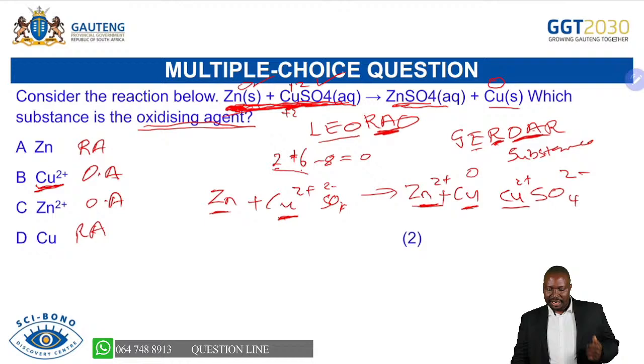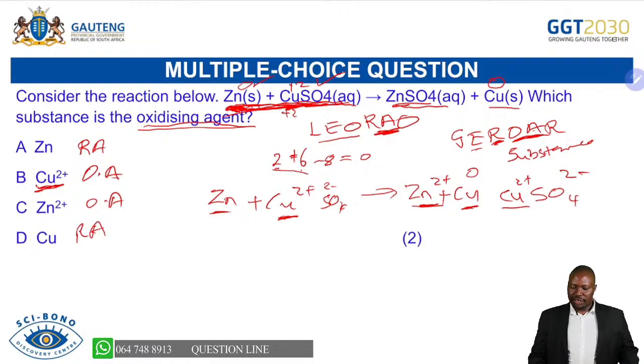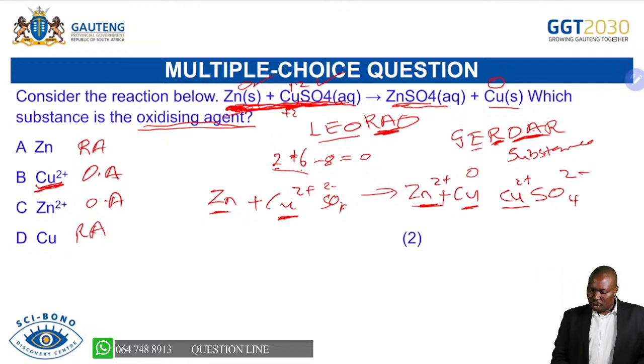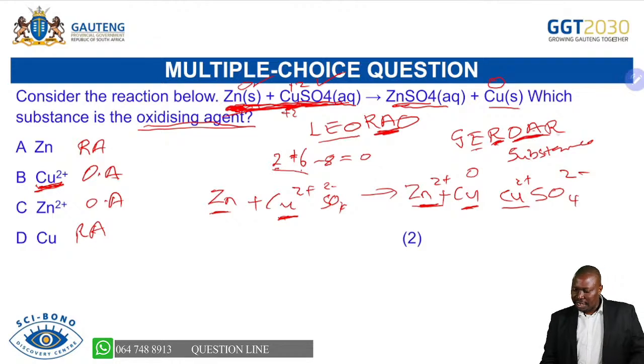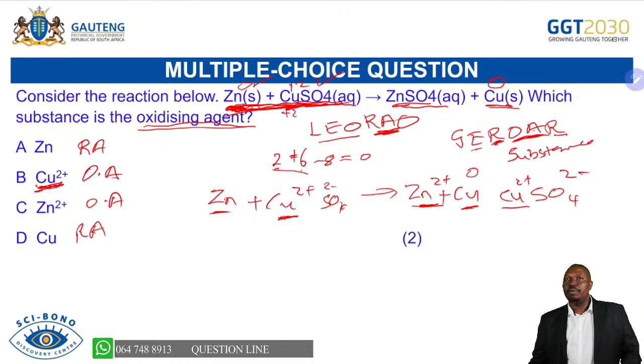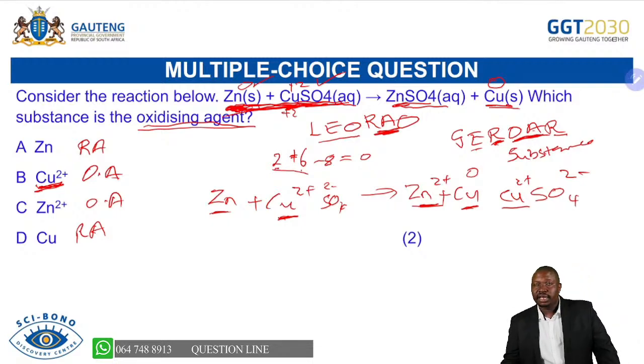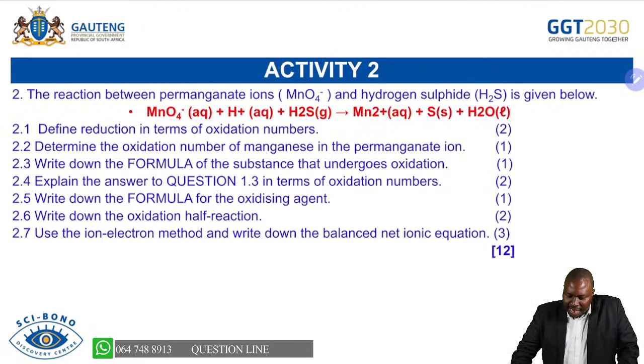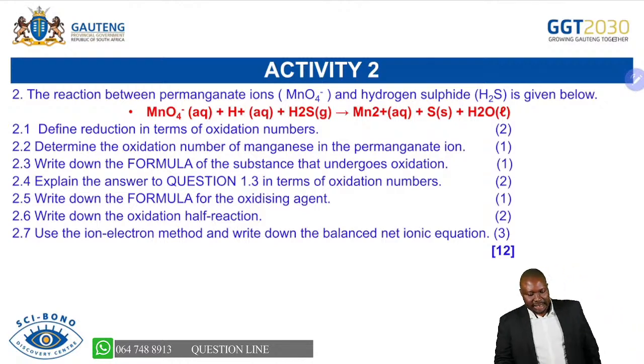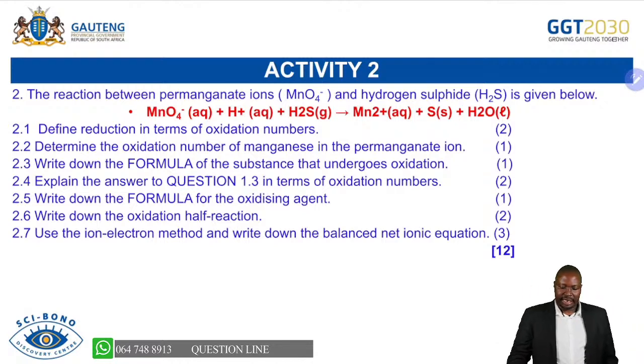So you're able now to identify that the substance which is the oxidizing agent is copper 2 plus, because the oxidizing agent, we said, must be reduced. So you see that copper 2 plus is reduced to copper. But if you say zinc, you will be wrong, because zinc is oxidized to zinc 2 plus. So I think I've explained it. I took my time to ensure that you remember that, and forever you will remember that and be able to collect marks.